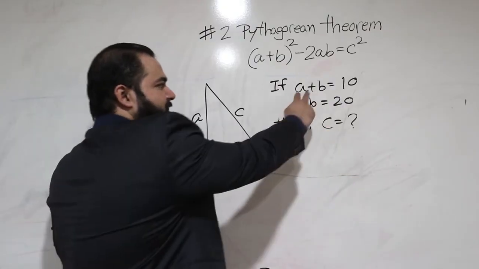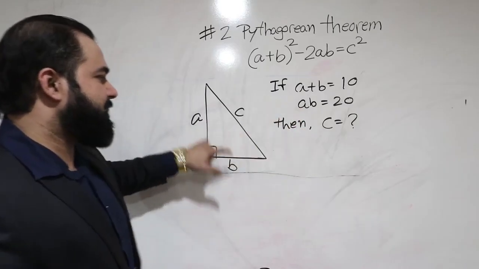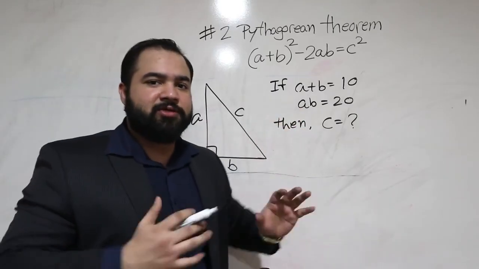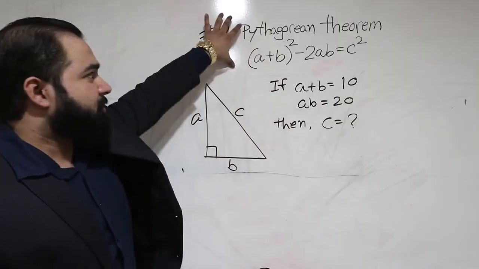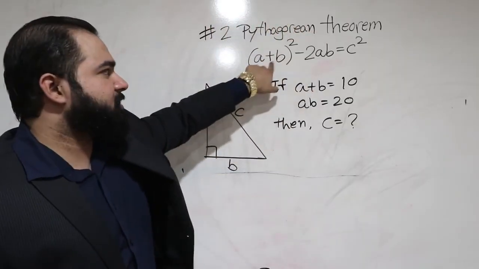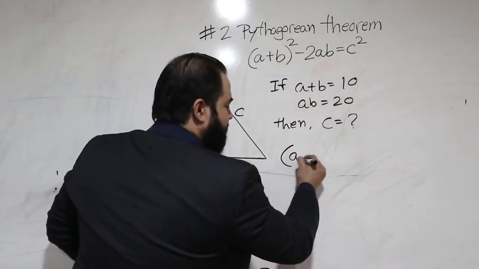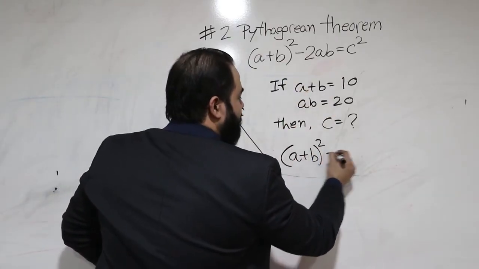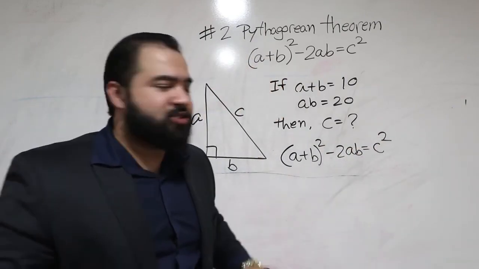Now when they give you the sum of two sides, the two legs a and b, and then they give you the product of a and b, we cannot use the traditional basic Pythagorean theorem. So we have to use Pythagorean theorem number 2, which is (a plus b) squared minus 2ab equals c squared. Let's write the theorem again: (a plus b) squared minus 2ab equals c squared. All we have to do is plug in.